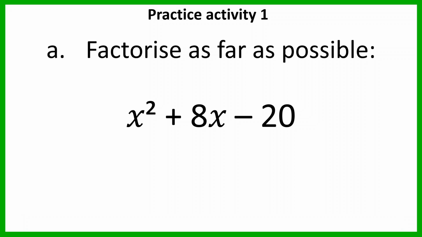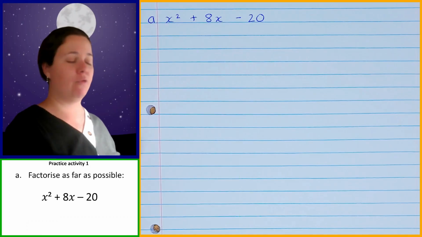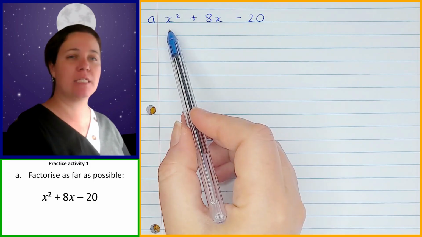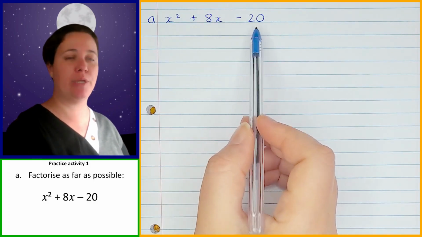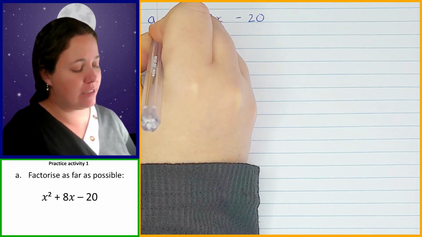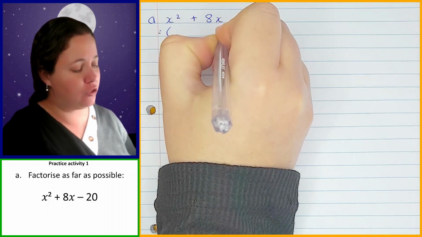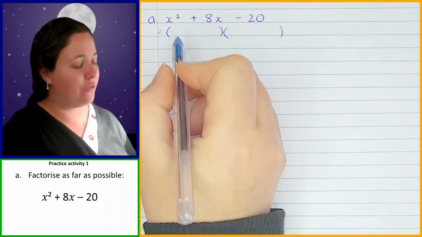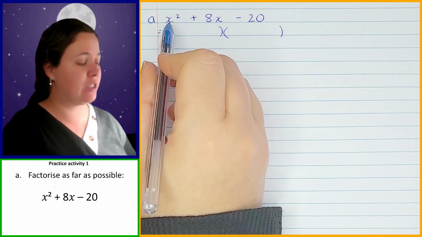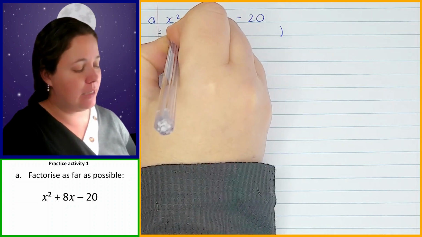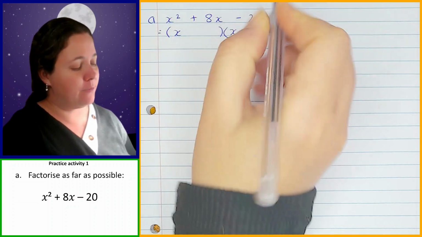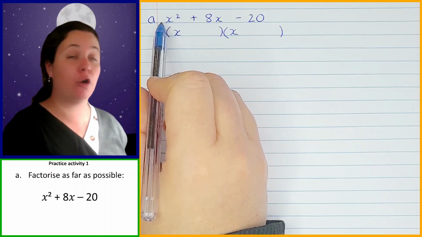Okay, so let's go through that and see what you should have got. Right, so we've got a trinomial here, x squared plus 8x minus 20 that we need to factorize. Remember, when you factorize a trinomial, you start off by opening two sets of brackets. And the first term in each bracket is going to be the square root of that x squared, because we don't have a coefficient of the x squared.